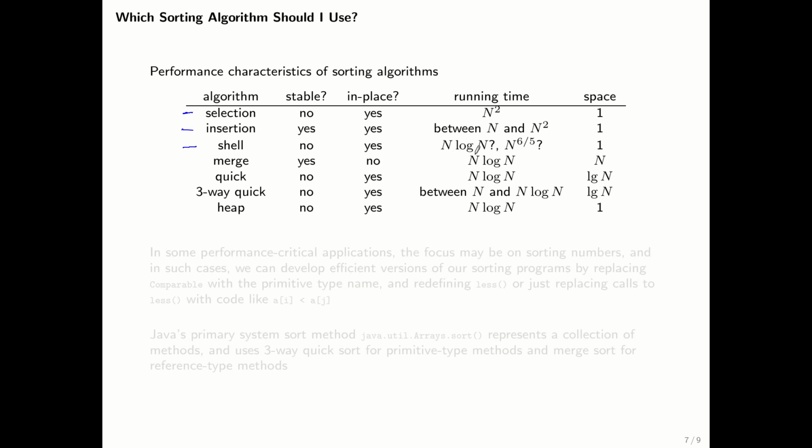And the running time here is between n log n and n to the power 6 over 5. I put a question mark here because we don't know for sure if the running time is linearithmic in the average case. We don't have any such mathematical result, right? But in the worst case, the running time is that, it's sub-quadratic. And the space requirement is 1.